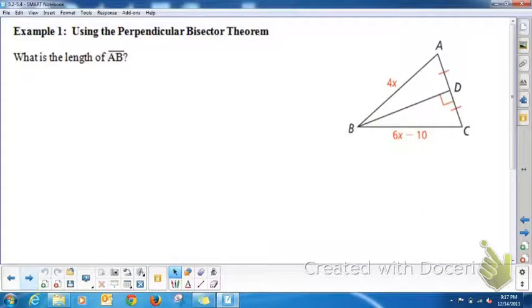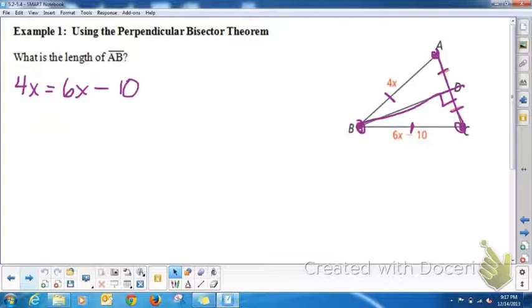So let's use it. It'll make more sense. Using the perpendicular bisector theorem, what is the length of AB? Well, in this picture I can tell that segment BD is the perpendicular bisector of segment AC. Therefore, I know B is equidistant from the endpoints. So that means AB is congruent to BC. So in order to solve for the length of AB, I would set these two equal to each other. So I would say 4x is equal to 6x minus 10.